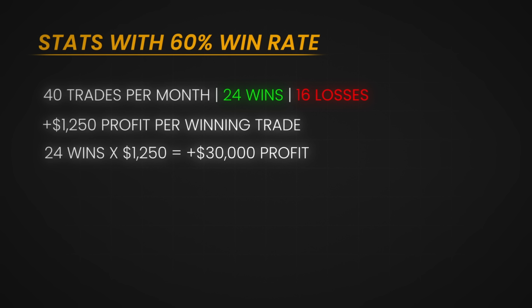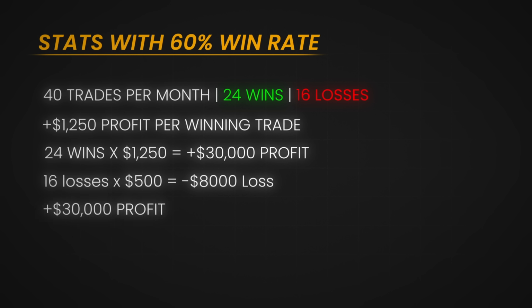So in total, you would have made $30,000, but we did lose. We lost 16 times, and every time we lose, remember, we're risking $500 per trade. So every time we lose, we're actually losing $500. So 500 times 16 comes out to $8,000. So then we subtract our losing trades from our winning trades, and our total profit comes out to $22,000.